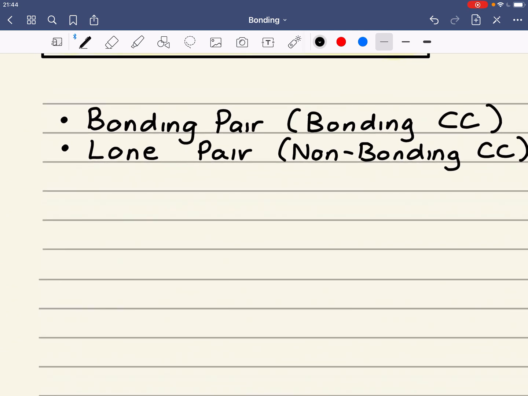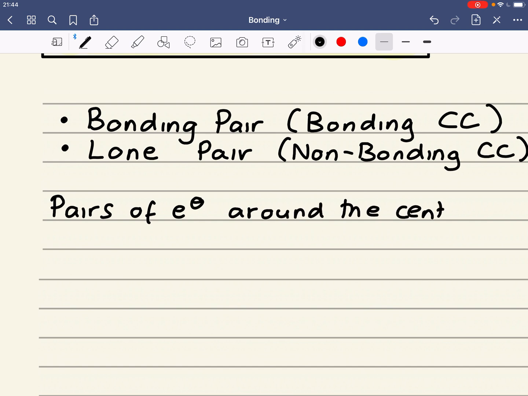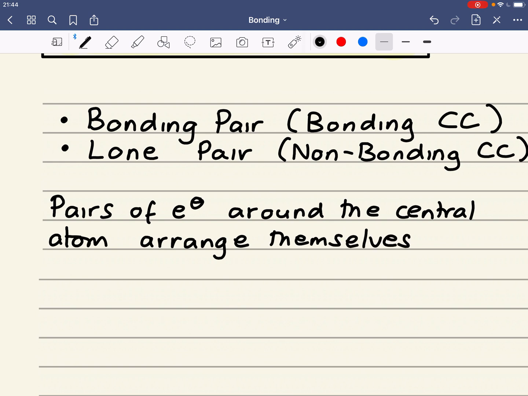Now, when we're looking at the shape of a molecule, the pairs of electrons around this central atom are arranged in such a way, so they arrange themselves in such a way to minimise the repulsion. These pairs of electrons don't want to really be anywhere near each other. So they're going to rearrange in such a way so they're as far apart as possible.